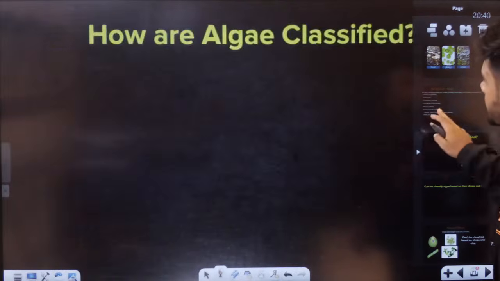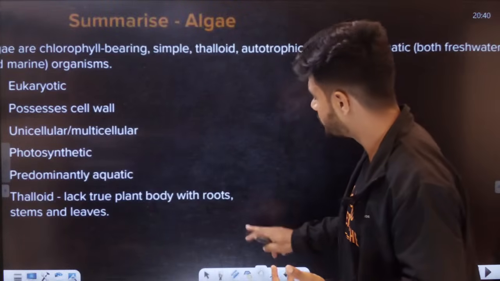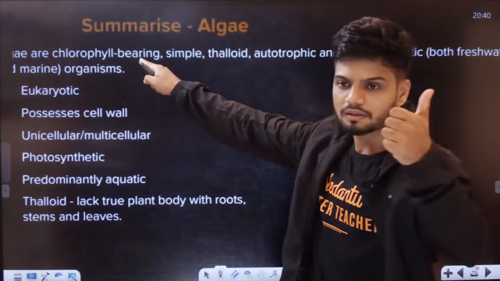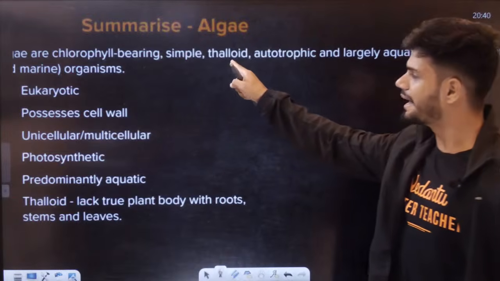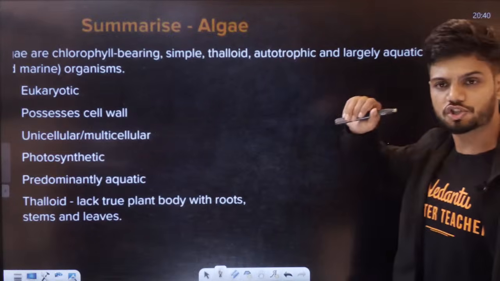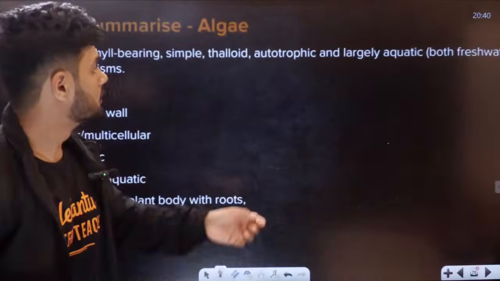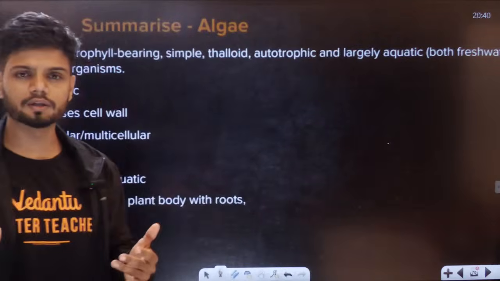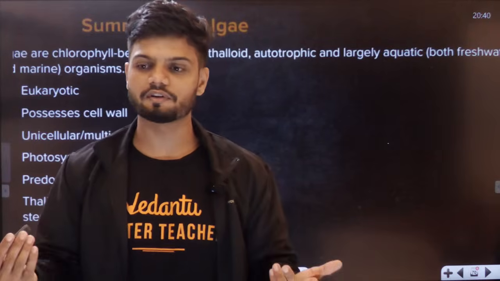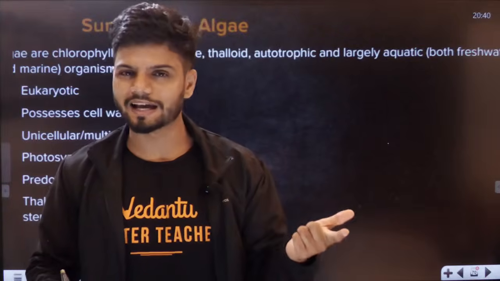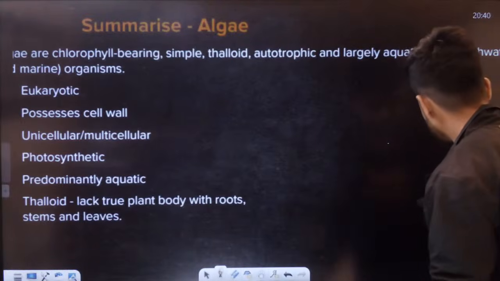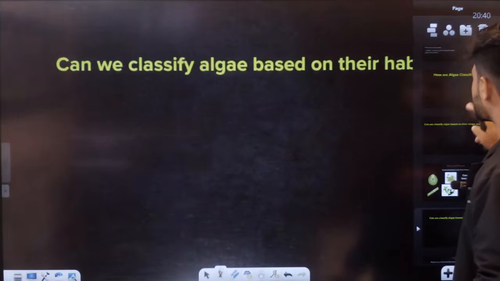Now, students, if you want to give a definition for algae, it is very simple. Algae are chlorophyll bearing, simple, thalloid. Thalloid means they do not have anything like a root, stem and leaf. Autotrophic in nature, that is photosynthetic, they can produce their own food. They are largely aquatic, both freshwater as well as marine organisms. That is the basic definition of algae: simple, thalloid, chlorophyll bearing, photosynthetic organisms.